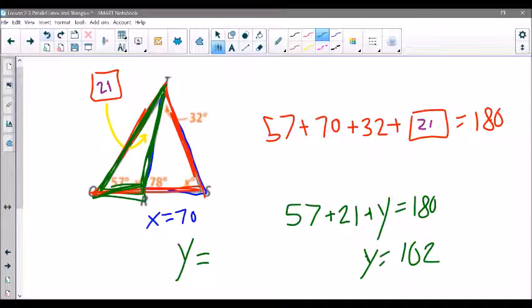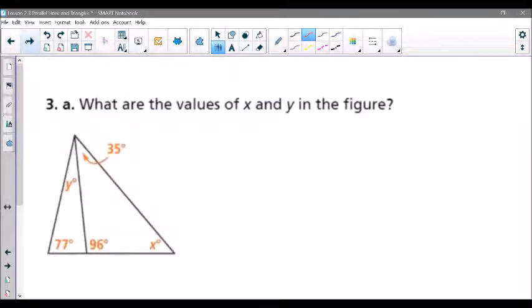This is not wrong in any way, shape, or form, right? We still got the same number, y equals 102. It just took a little bit longer, right? So see if you can find those shortcuts. That's definitely going to help us out in the long run.